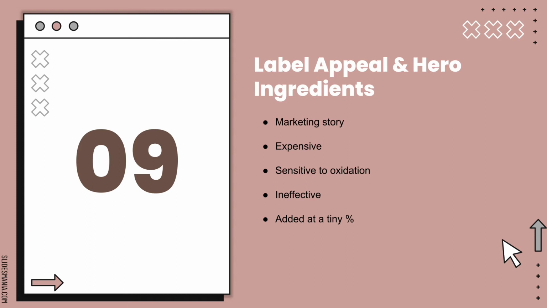So in order for the product not to look the same as the original, and for the brand to be able to create a marketing story, brands will research label appeal marketing-led hero ingredients. These are ingredients which a brand will source as they sound appealing to their target market. These ingredients are usually expensive, can be sensitive to oxidation, and are added at only a tiny percentage. Even if they were added at a much higher percentage, usually these ingredients do not have any functional benefits.